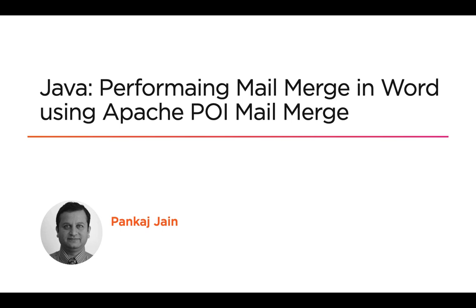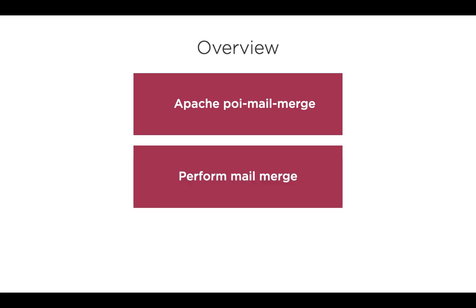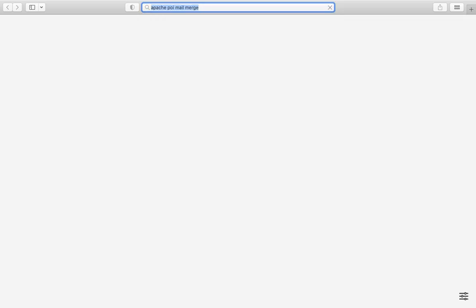If you have a need to open a Word template file and replace variables in it using a data source like an Excel file or a database, essentially perform a mail merge, then Apache has a project for it, Apache POI mail-merge. In this video, we will take a look at this project and using its source code perform a mail merge. We will then also modify the project to suit some of our needs.